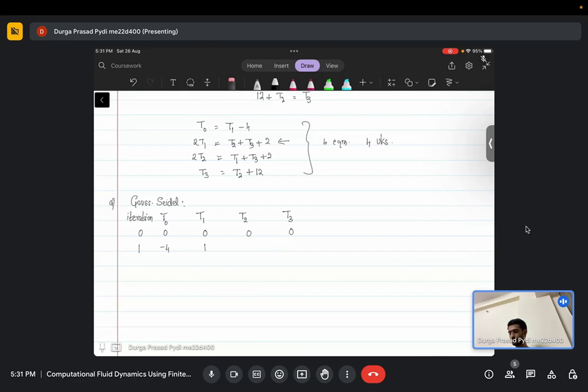Similarly for t2, it should be t1 plus t3 plus 2, but instead of taking 0 you should be taking 1. So t2 will be 1 plus 0 plus 2, divided by 2, and t3 is 0 plus 2 by 2, so that will give you 1.5.